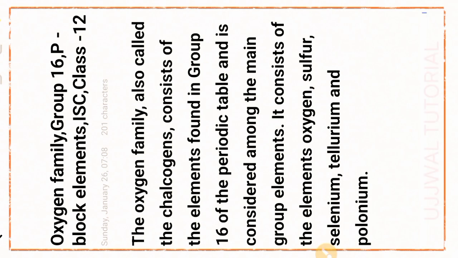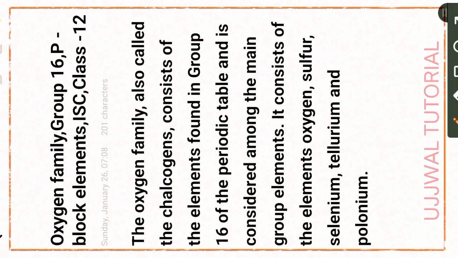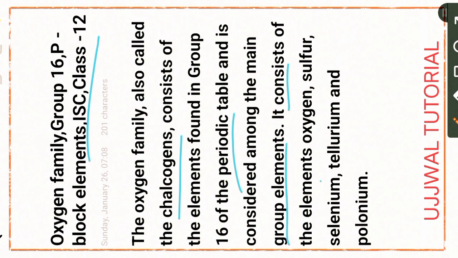My dear viewers, now discuss oxygen family, group 16 p-block element, based on ISC class 12. Now, the oxygen family, also called chalcogens, consists of the elements found in group 16 of the periodic table and is considered among the main group elements. It consists of the elements oxygen, sulfur, selenium, tellurium, and polonium.